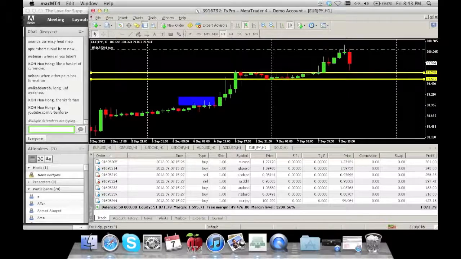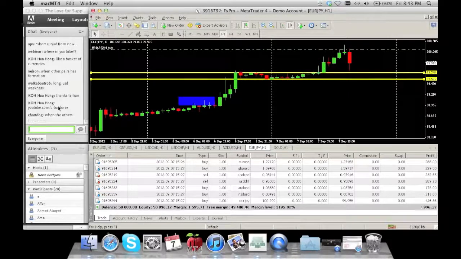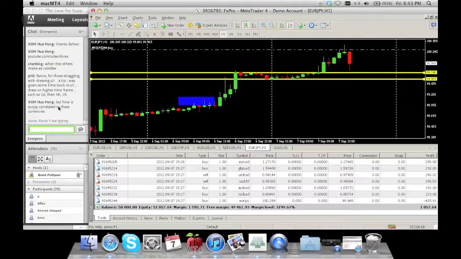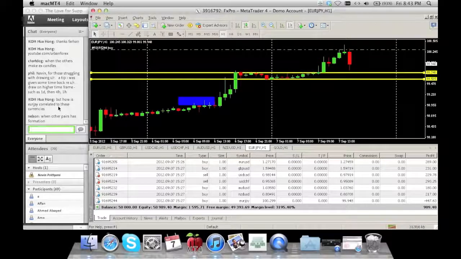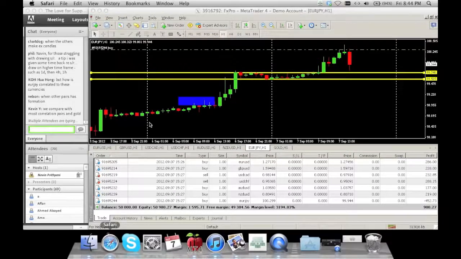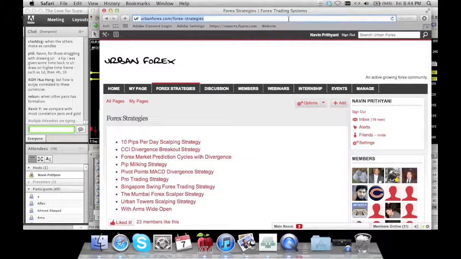Okay. Now, sorry, going back to the question: how do we know if Euro Yen is lagging or if it's leading? What's the indication for that? Okay, Ko Hua, how is Euro Yen correlated to these currencies? It's actually indirectly through US dollar. Ko, you can actually go on to Oanda.